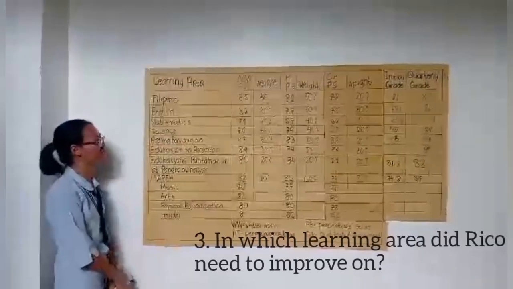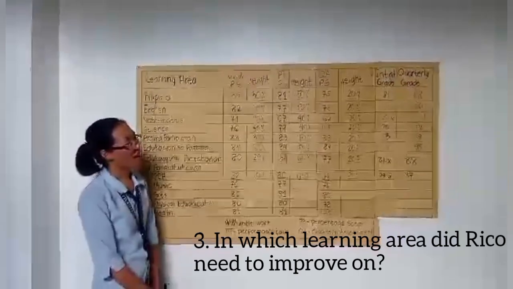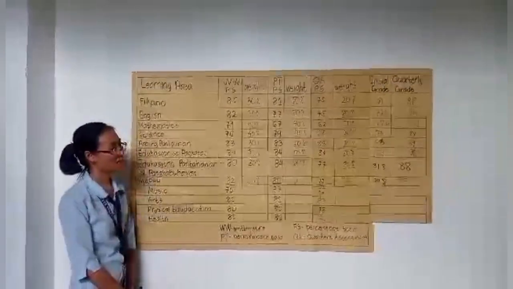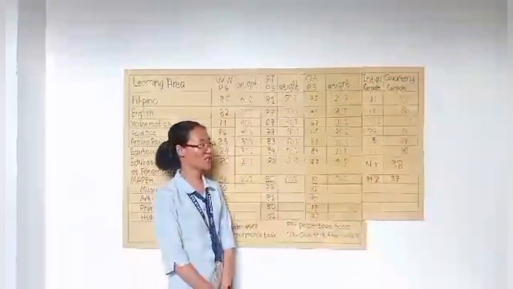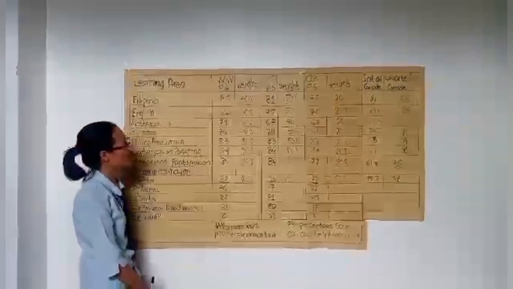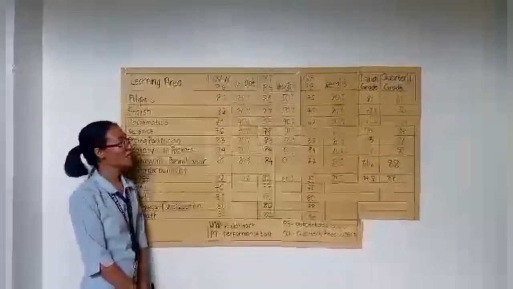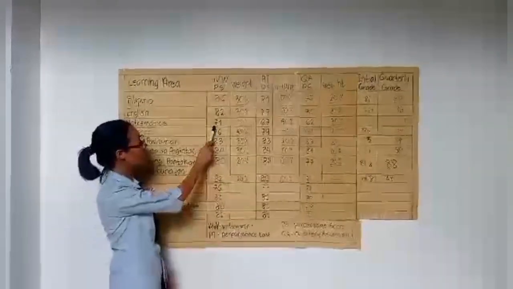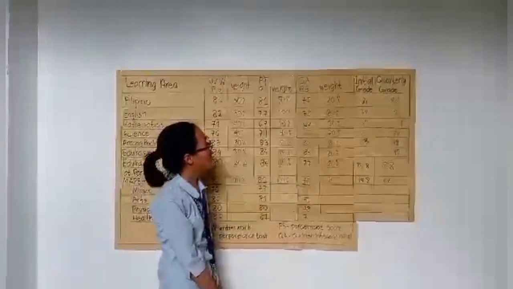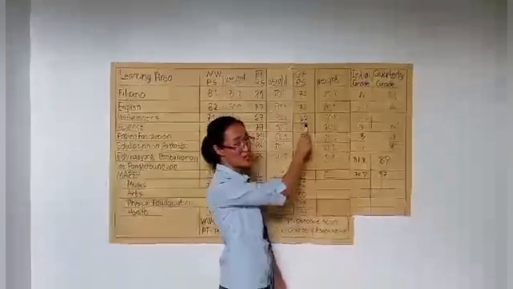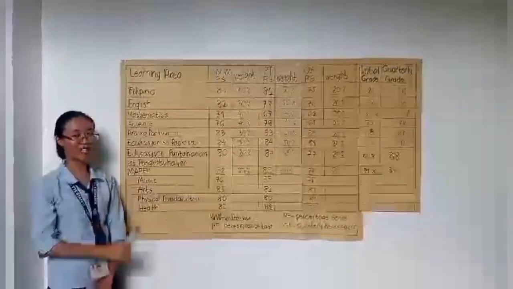The learning area that Rico needs to improve is mathematics. His quarterly grade is low and it only passed the minimum average, which is 75. So we can see that his score keeps falling from written work 71, performance task 76, and quarterly assessment 62. So Rico needs to improve his understanding in mathematics.